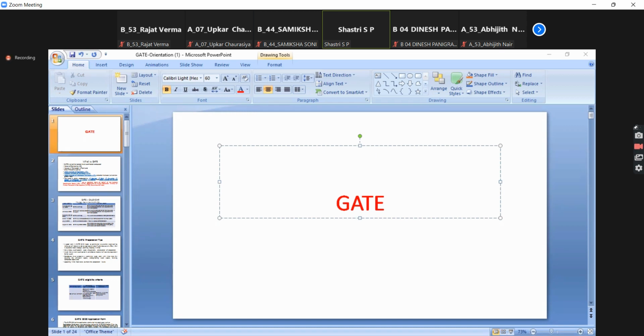It's not only that GATE will help you to get into your higher studies, but it also helps for the jobs.